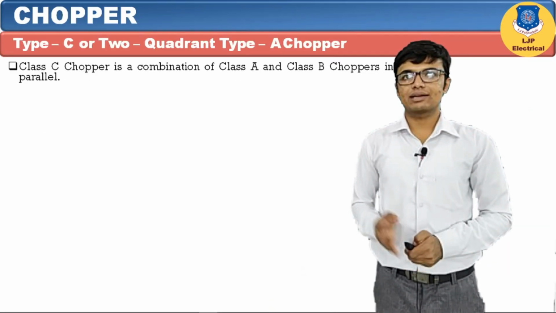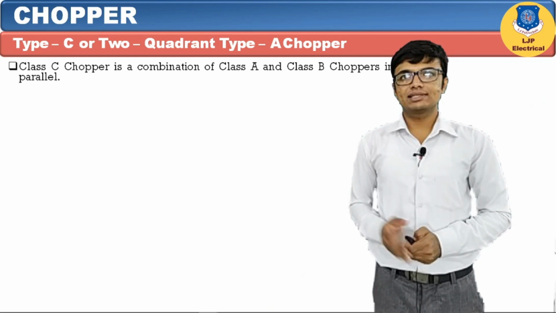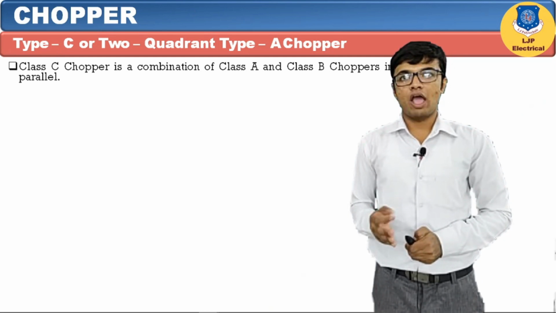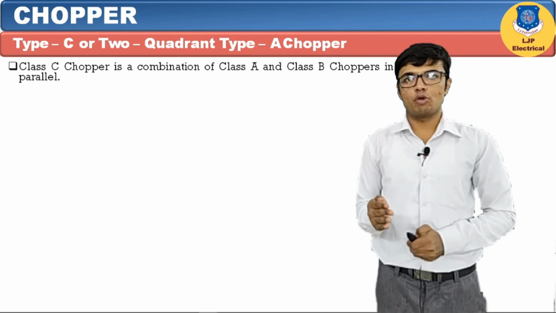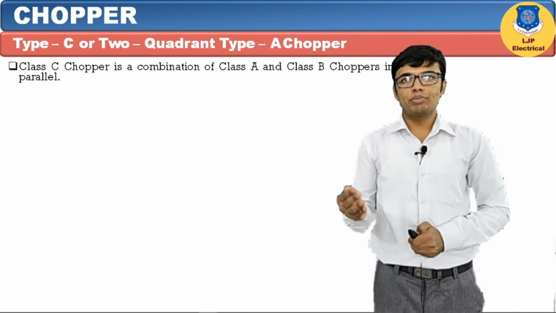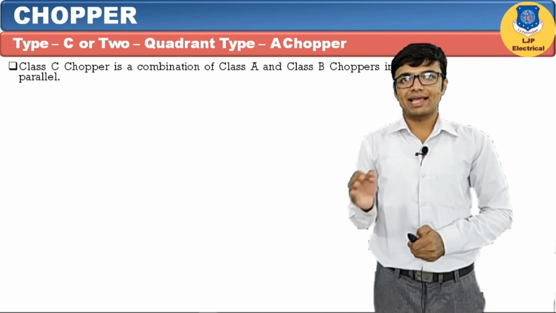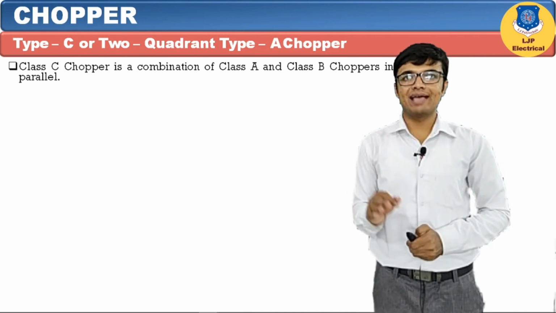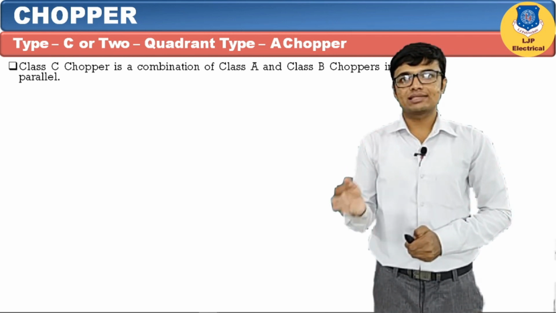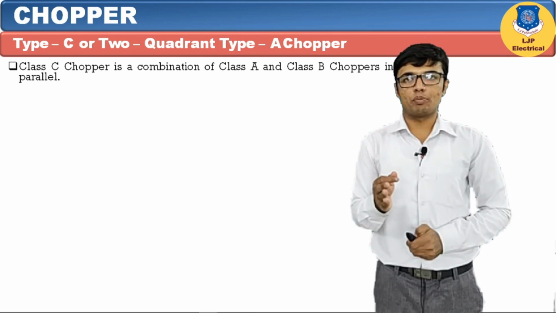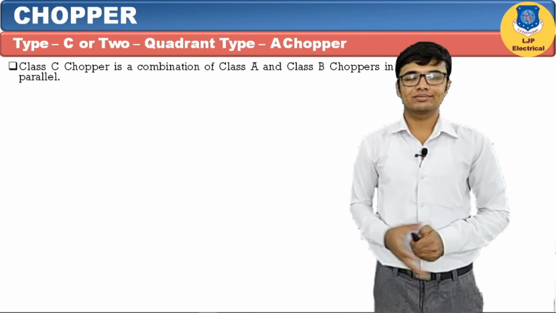Let's start with the Class C chopper. Class C chopper is a combination of Class A chopper and Class B chopper, because Class A chopper is a step down chopper, whereas Class B chopper is a step up chopper. Hence the Class C chopper is a step down as well as step up chopper. It means it is a buck boost chopper.